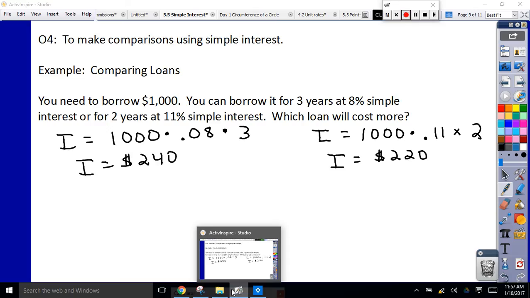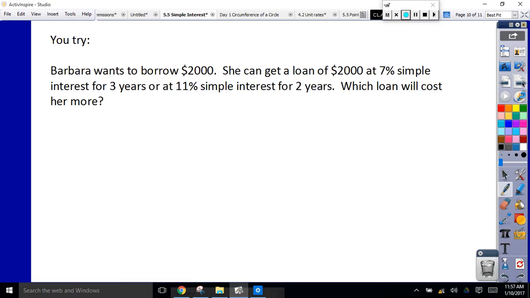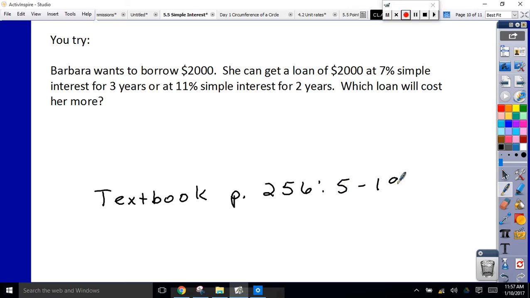Okay, next one is one for you to try. I'm going to stay at this. So you guys are going to do this as your exit ticket. So I want to come around and look at this. And then your assignment is, I'll write it down here, textbook, page 256, 5 through 19. Some of these involve graphing, some of them involve just using the formula and finding simple interest.